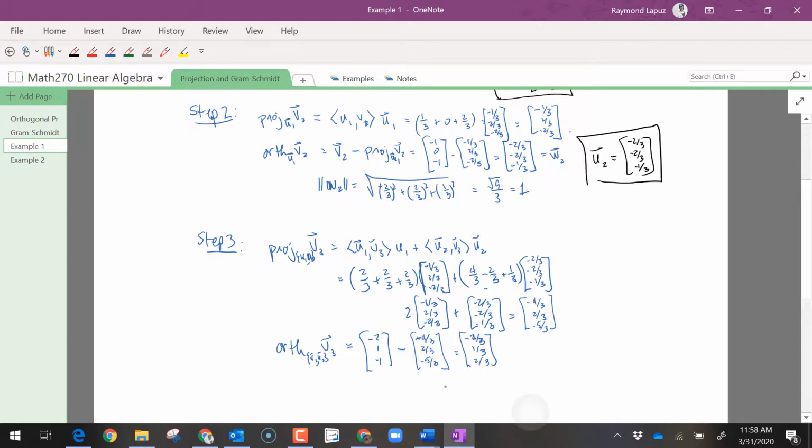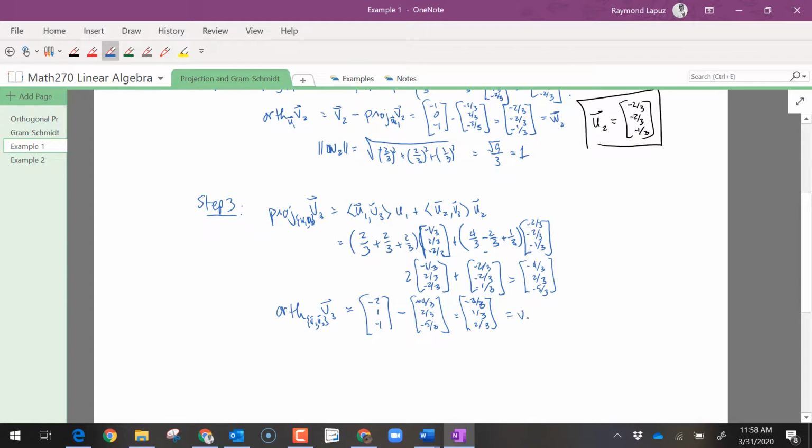And you can check that if we call this W3, that the magnitude of W3 is actually also equal to 1. So we don't need to normalize it, it's already normal. Then U3, the third unit vector, is negative 2 thirds, positive 1 third, positive 2 thirds.